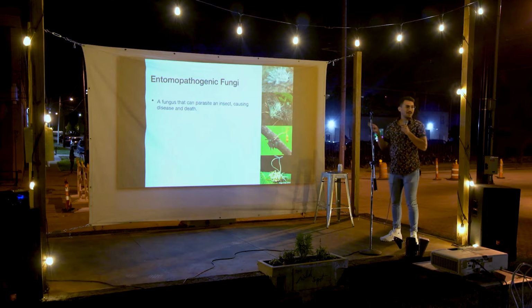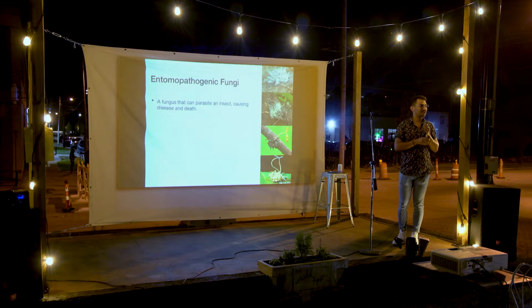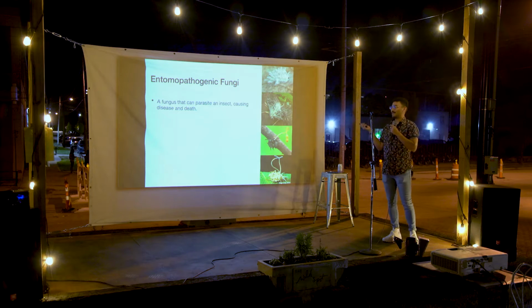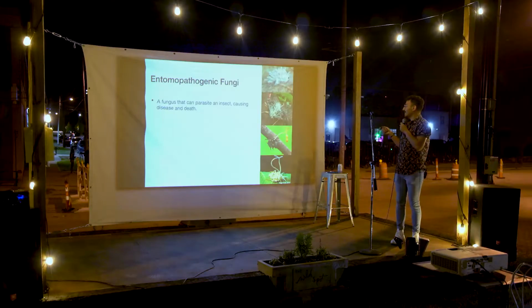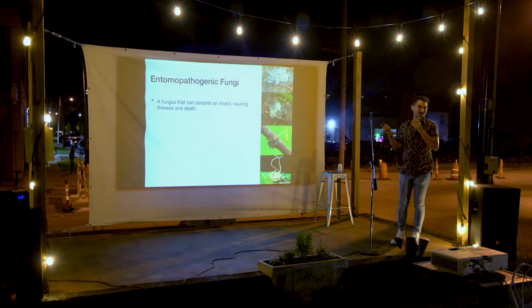Now, we're going to switch gears from cooperation to parasitism. This is my favorite topic. We're going to talk about entomopathogenic fungi. So what are entomopathogenic fungi? It's a fungus that can parasitize an insect, causing disease and death. They come in different shapes, sizes and colors. Here you'll see different insects infected with different entomopathogenic fungi.